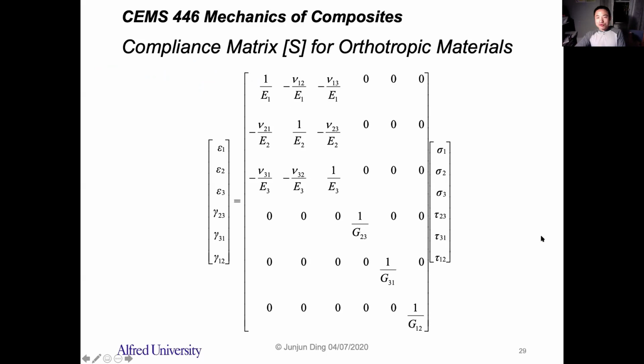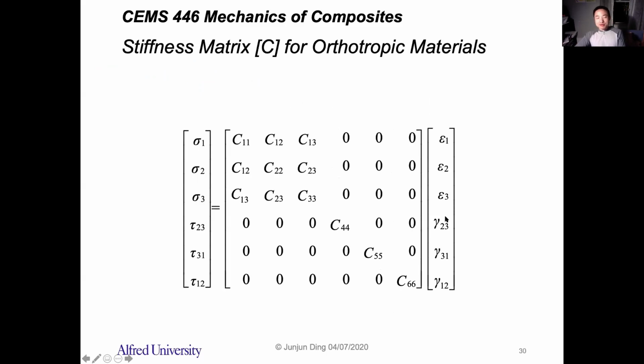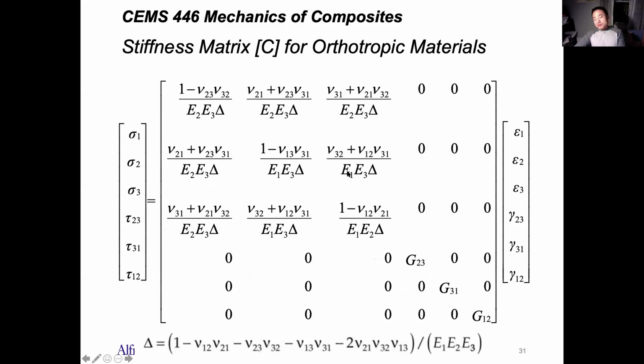Right. So this is the case for the orthotropic materials and the equation for the compliance matrix. The stiffness matrix is the inverse of that matrix, right? So you can get that from the inverse of that matrix. This becomes a little bit more complicated compared to isotropic materials because of the increasing number of unknown, independent constants. So this is the stiffness matrix C.